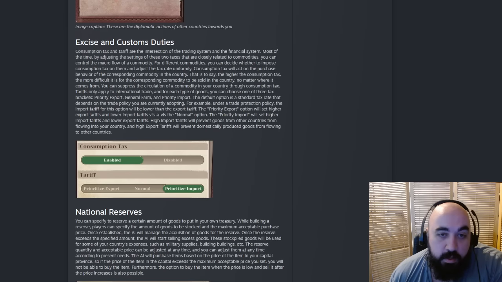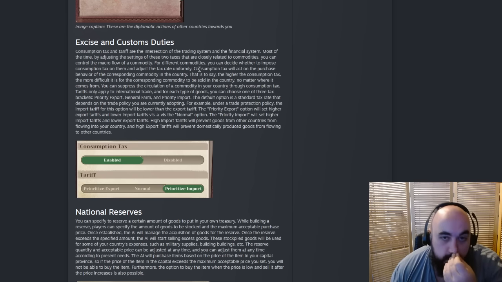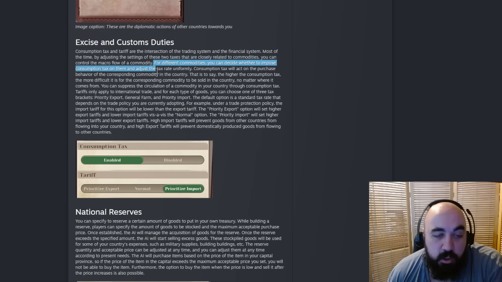Consumption tax and tariff are at the intersection of the trading system and the financial system. Most of the time, by adjusting the settings of these two taxes that are related to the commodities, you can control the macro flow of a commodity. For different commodities, you can decide whether to impose a consumption tax and then adjust the tax uniformly. So whether or not you get to have a consumption tax appears to be binary, and then you adjust the rate for all of these simultaneously.